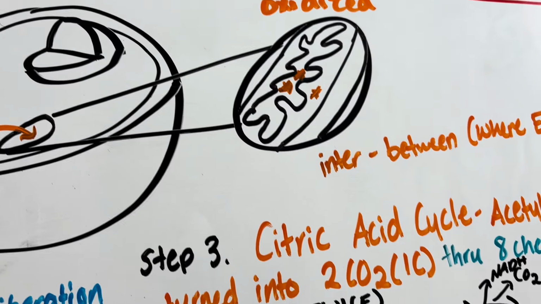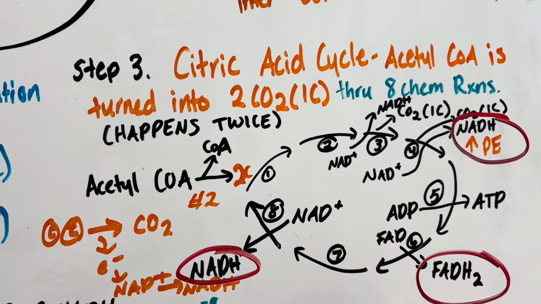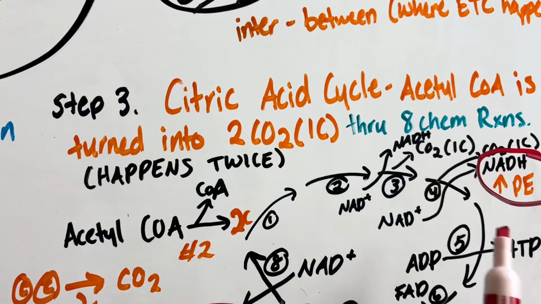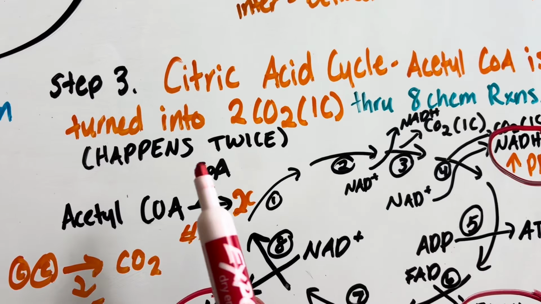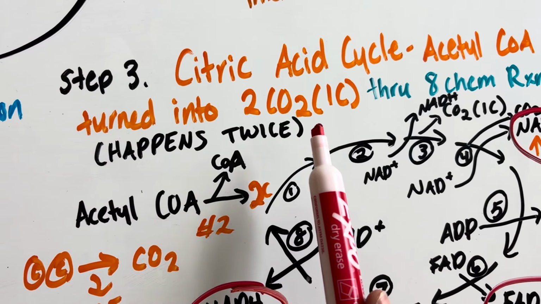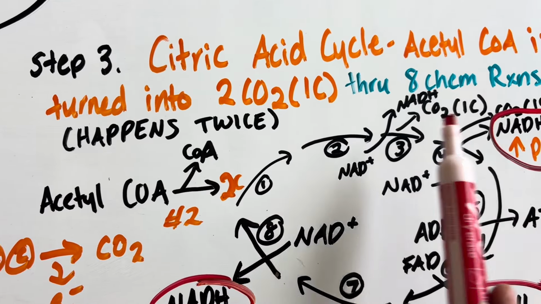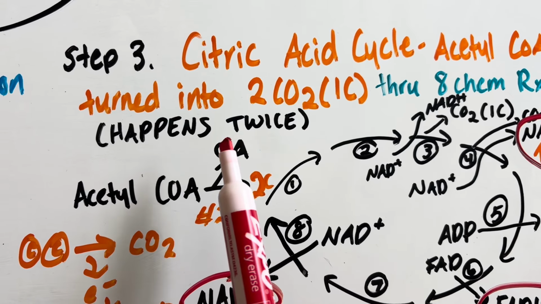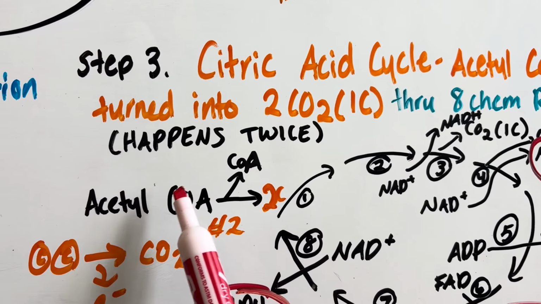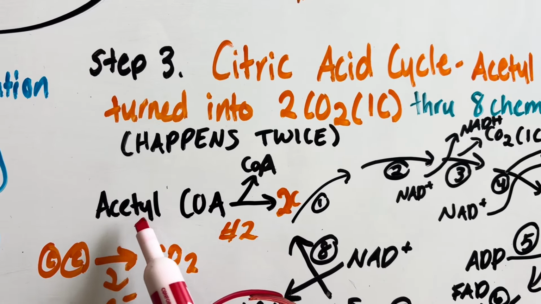So let's go over that now. The citric acid cycle is where acetyl-CoA is oxidized into 2 CO2, so 1 carbon each. And it's going to happen through 8 chemical reactions. And then the citric acid cycle happens twice because we have 2 acetyl-CoA starting.